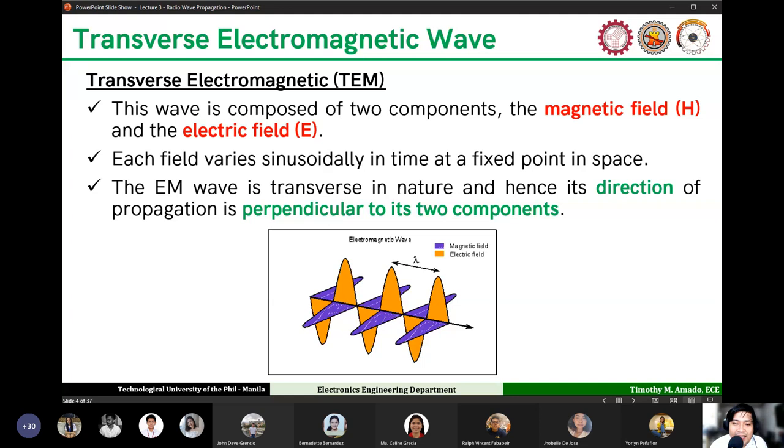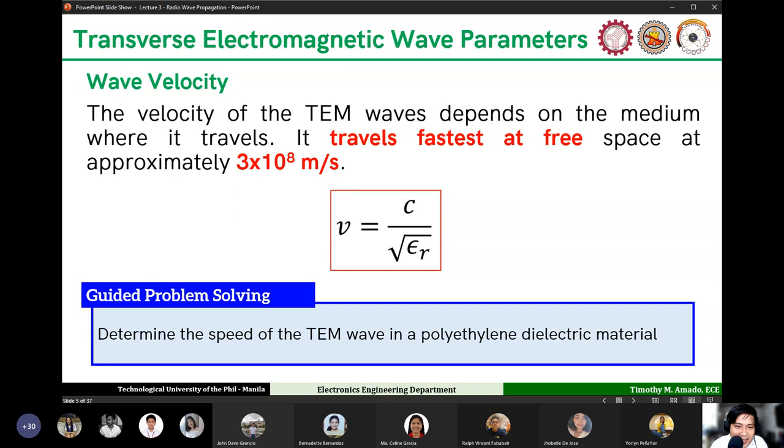Okay, so pag nagra-radiate na siya, ano na yung magiging characteristic niya? Una, we have the wave velocity. Everyone knows the speed of the transverse electromagnetic wave is the same as the speed of light in free space, that's 3 times 10 to the 8 meters per second. Pero pag hindi na siya nasa free space, meron na siyang formula. Kung nare-recall nyo pa, velocity equals c over square root of epsilon r. This is what we call the propagation velocity, or velocity of propagation.